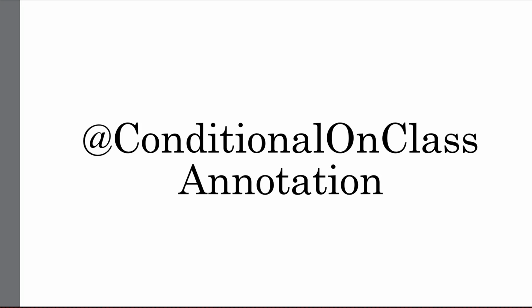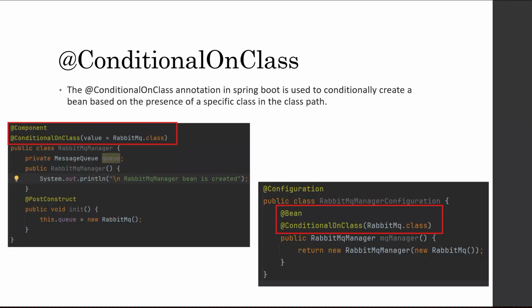In this video, we are going to learn what is @ConditionalOnClass annotation and how it can be used. The @ConditionalOnClass annotation is a part of Spring Boot and it is basically used to conditionally create a bean based on the presence of a specific class in the classpath. Let's try to understand what this means.